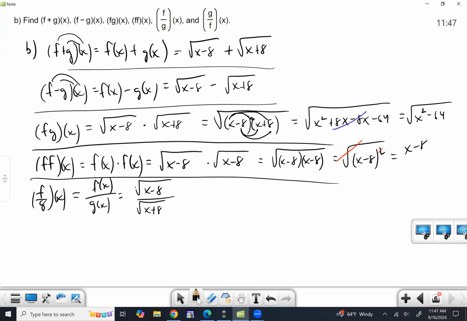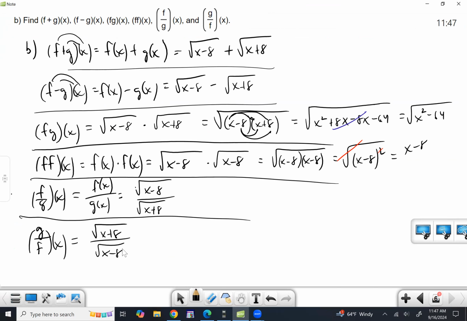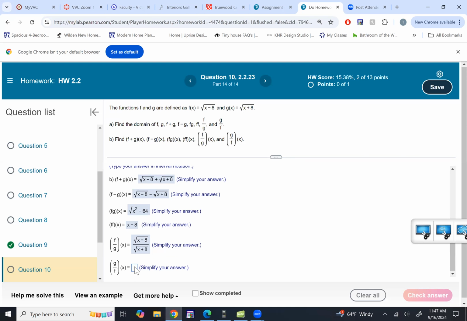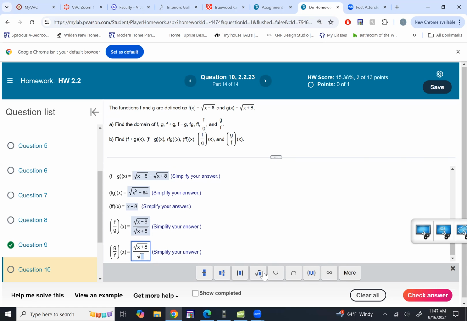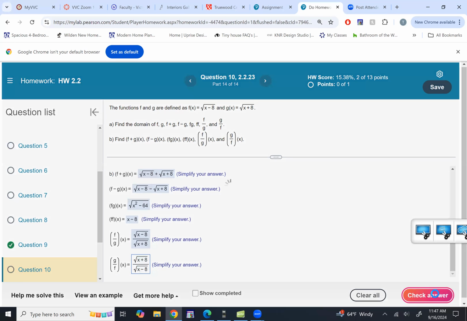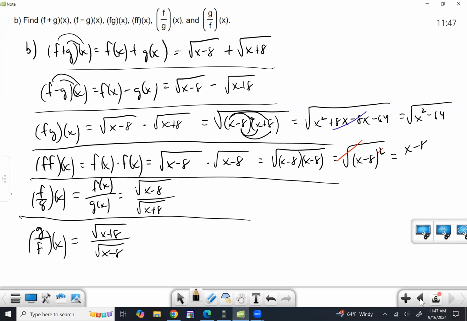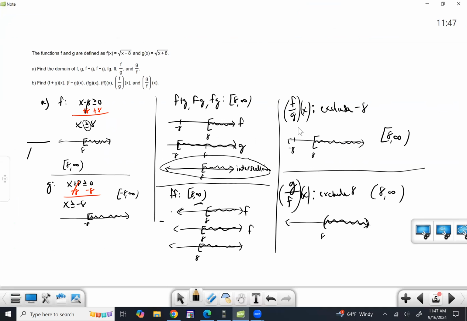All right, so now just flip it, because now it wants g divided by f. So you can take the answer you just got and flip it. So the x plus 8 will be on top of the x minus 8. Done. All right. Okay, so hopefully, especially this tricky domain part, after two questions under your belt now, it's starting to make a little bit more sense.